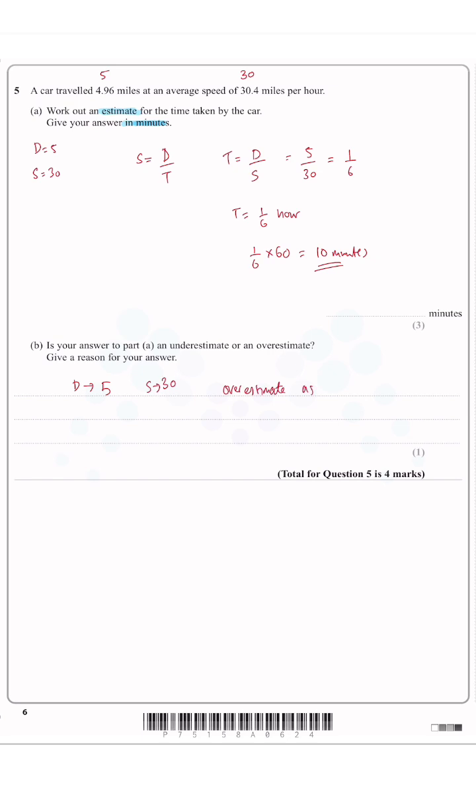as miles rounded up and speed rounded down.